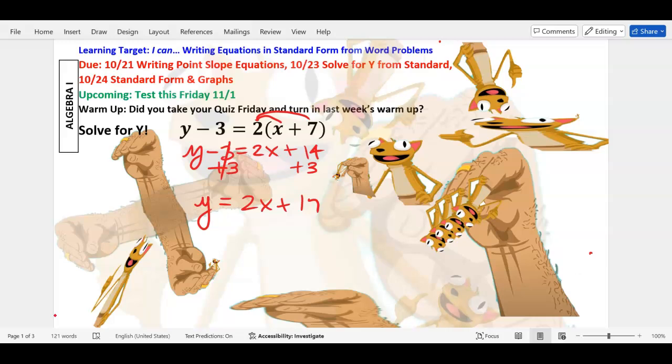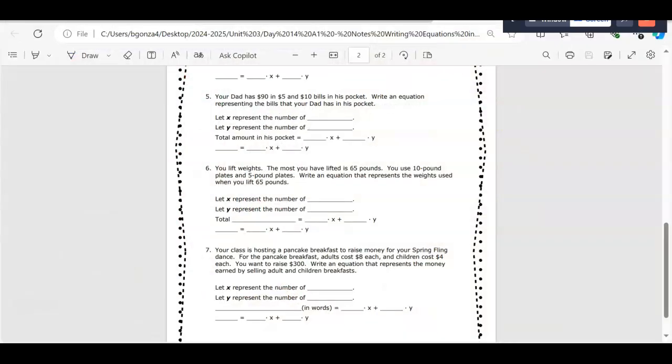Quick notes on writing equations in standard form from a word problem. So make sure you're following along with these notes. Make sure you're using Desmos, nothing else. All right. Look up here, please.